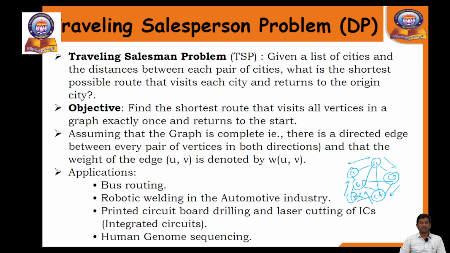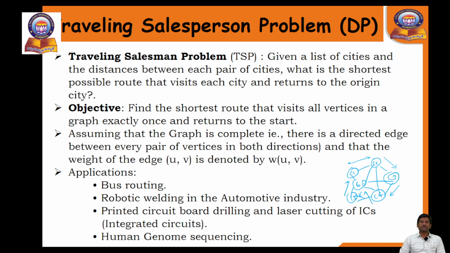So when you consider the traveling salesperson problem, given the list of cities and the distances, that is, the cost values are provided. You need to start from the source city, visit the other cities exactly once, and then come back to the source vertex. So what is the objective of the traveling salesperson? The objective is to find the shortest route that visits all the vertices in the graph exactly once and comes back to the source vertex.